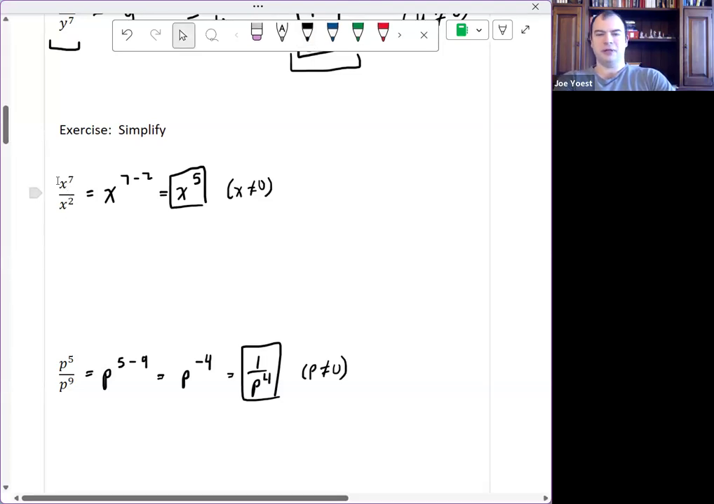So pretty straightforward exercises. We're just getting kicked off here. x to the 7th over x squared is x to the 7 minus 2 power, or that's just x to the 5th power. And we can see that also if we divided out two factors of x from the denominator and the numerator, we'd have 5 left in the numerator. We see that that's concordant with what we got using the exponent property. And p to the 5th over p to the 9, that's p to the 5 minus 9 power, or p to the negative 4 power. And we rewrite that as 1 over p to the 4th, where again, p cannot be 0.